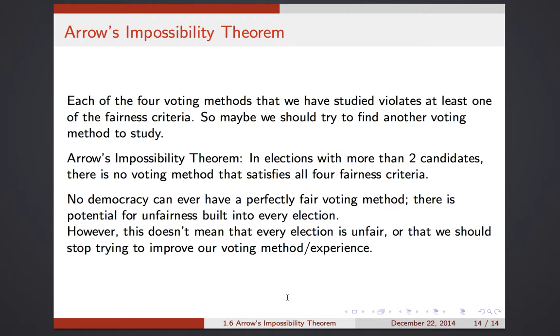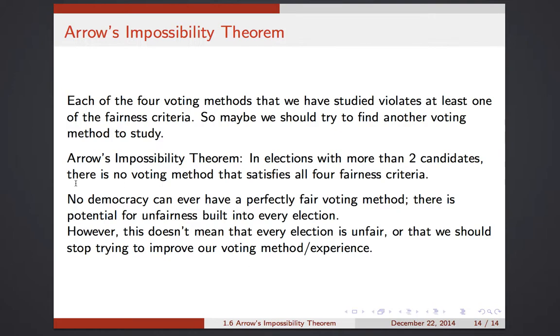So what that means is there's potential for unfairness built into every election, right? There's no way to always be satisfied that the candidate that won is the candidate that should have won under some sort of notion of fairness. But on the other hand, it's not all doom and gloom, right? This doesn't mean that every election is unfair, right? It doesn't mean that every time we have an election, something unfair has gone on. And what it does is it actually leaves room for improvement. There is always room for improvement if you can't have a perfect system, right? So we should always be trying to improve our method and our voting experience.